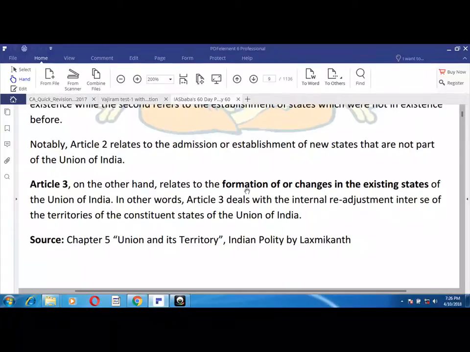Article 3, on the other hand, relates to the formation or changes in the existing states of the Union of India, and the internal readjustment of the territories of the constituent states of the Union of India.